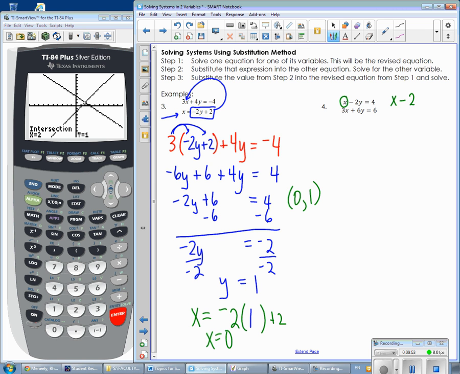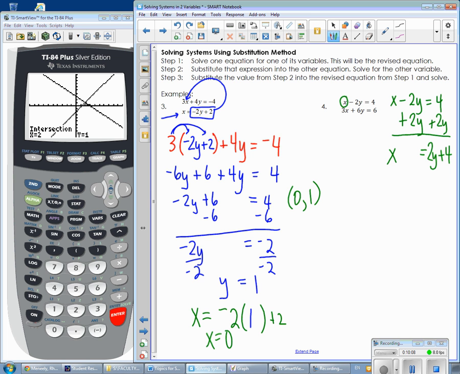I'm going to take my equation, x minus 2y equals 4, and I'm going to go ahead and get x by itself by adding 2y to both sides. And when I do that, I get that x is equal to 2y plus 4. Remember, I can't add unlike terms.